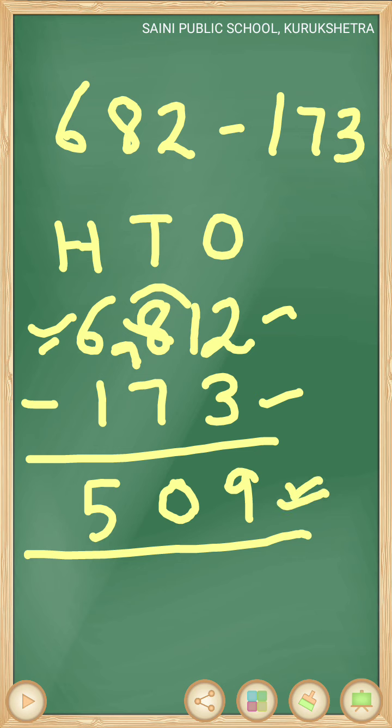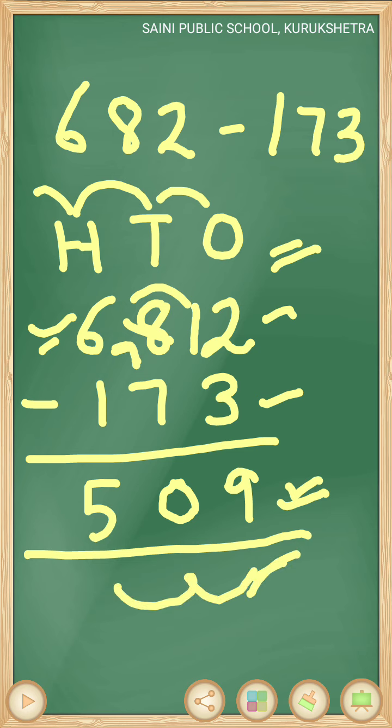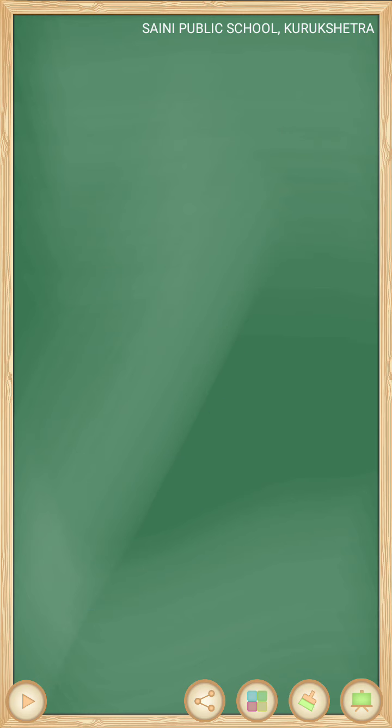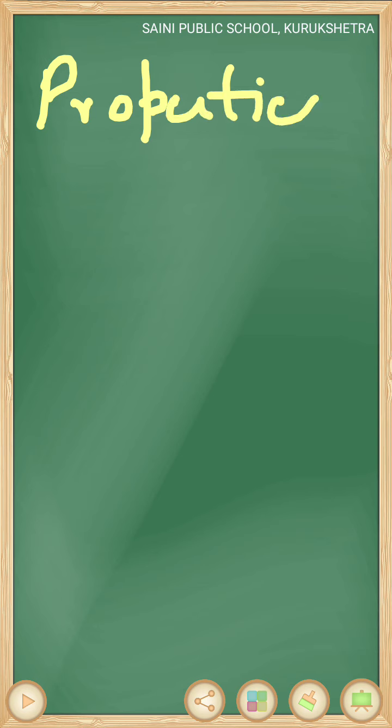In this way you can do subtraction easily place wise. We will start subtraction always from ones place, then move to tens place, then 100 place, and so on. Means we will start subtraction always from the rightmost side and we will move to the left hand side. Now revise another concept, that is properties of subtraction. We will discuss properties of subtraction.